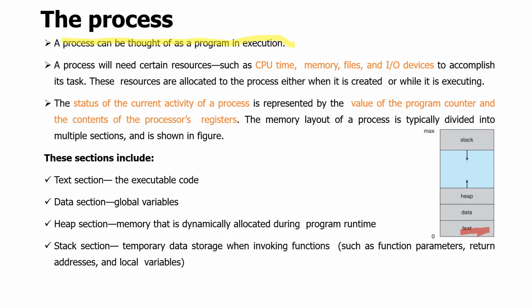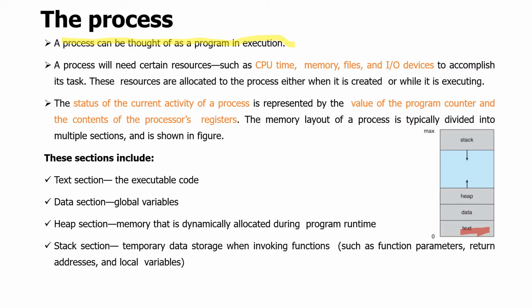The next one, just above the text section, is the data section. In this data section, the process holds all the global variables. The global variables used by the process are available in the data section. Next you can see the heap section, which is the memory that is dynamically allocated during program runtime. It depends on the size of the program; the memory can be allocated to it dynamically.